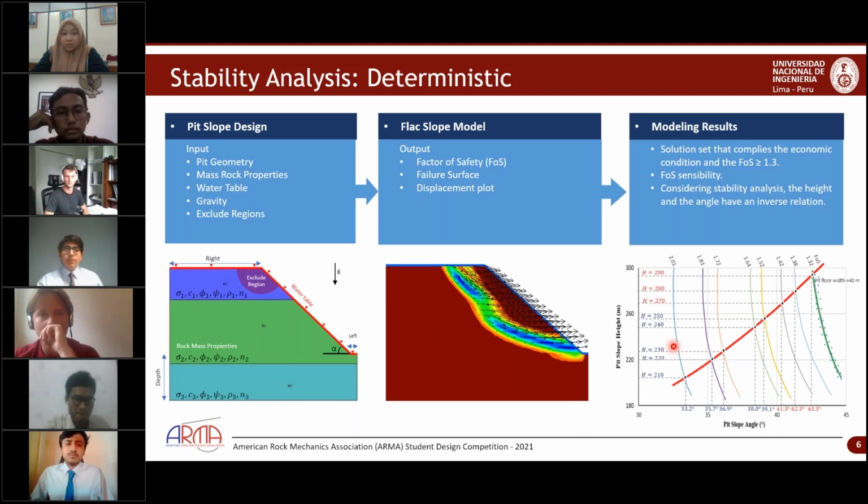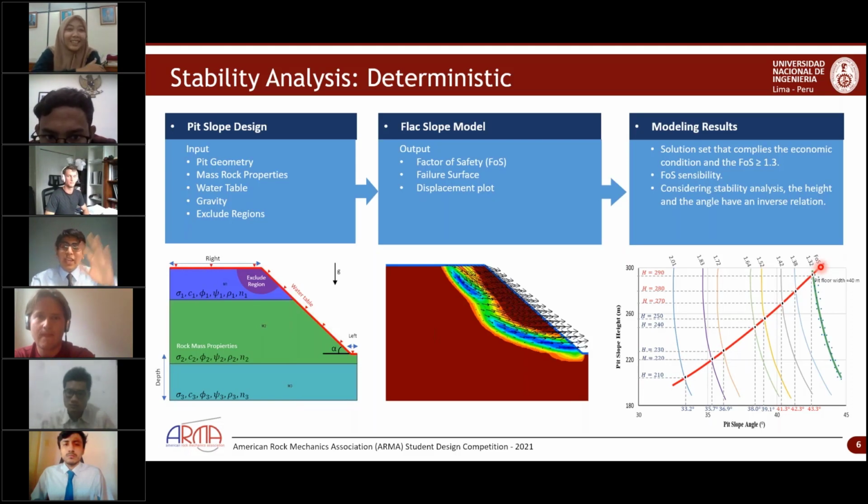Stability analysis, deterministic. For the geotechnical assessment, we carried out a slope stability analysis at the overall global scale. We used a bidimensional 2D plane strain model in the Slope software. First, we considered a deterministic analysis using the average values of the rock mass properties, and we then derived different combinations of slope height and slope angle for a constant factor of safety. This figure shows the results of the analysis where the economic envelope is also plotted.